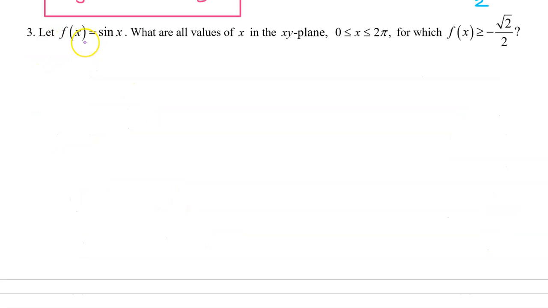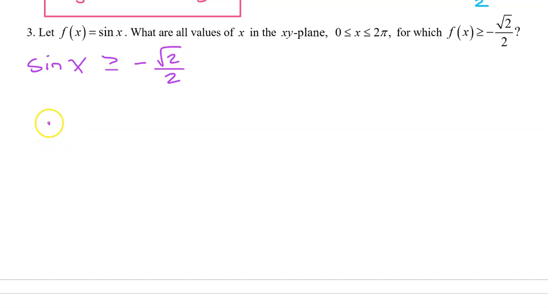Number 3, let f of x equal sine x. What are all values of x in the xy plane between 0 and 2 pi for which f of x is greater than or equal to negative radical 2 over 2? So, in other words, where is sine x greater than or equal to negative radical 2 over 2?